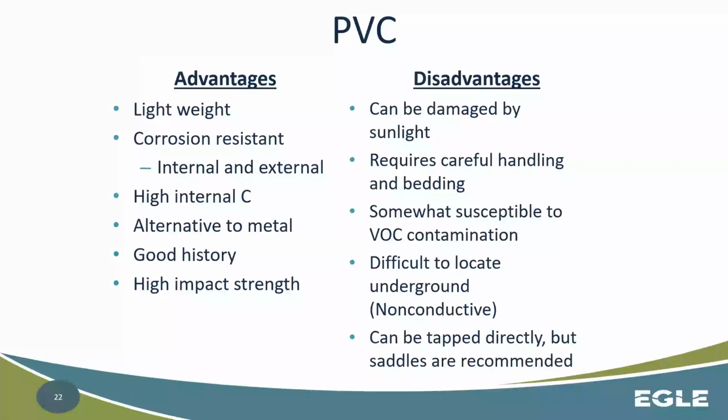So, advantages and disadvantages to PVC. It's lightweight, with corrosion resistance, both internal and external. It has a very high internal C, so it's a very smooth interior, and it's really not going to be affected over the years. It's a good alternative to metal, especially if metal prices increase. Not that cost is everything, but it is still something to keep in mind. It also has a good history. It's been around for quite a while now as well. It's a good material. Everybody, for the most part, has some form of PVC in their system, and it holds up.